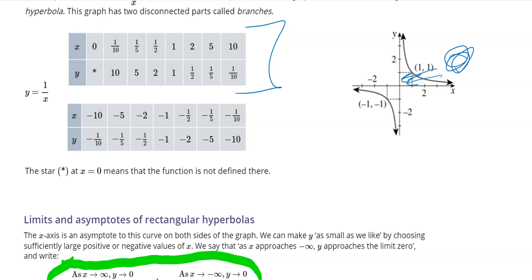Because we are going from here, and then we're going from here, and as you can see, as we get closer and closer to here, our y value gets larger and larger in the negative realm. Okay.